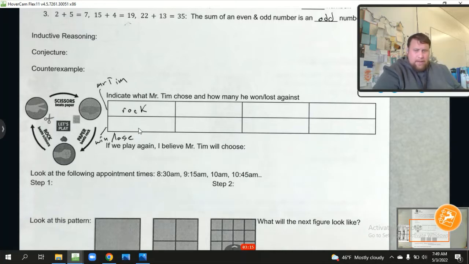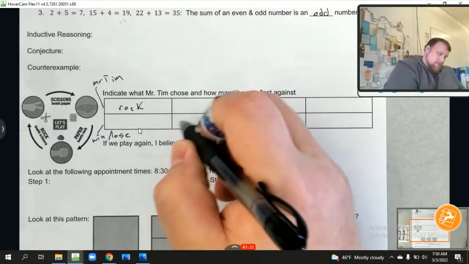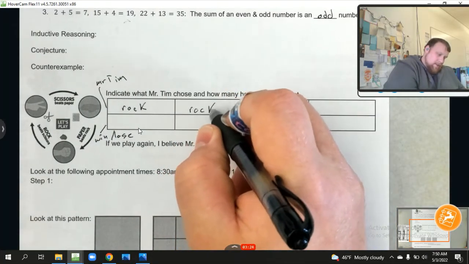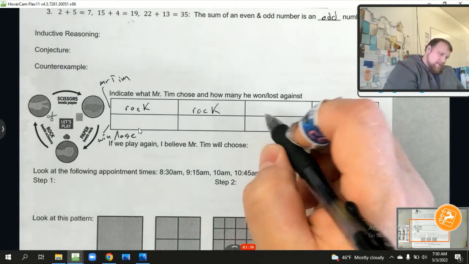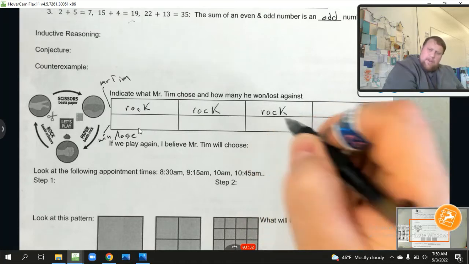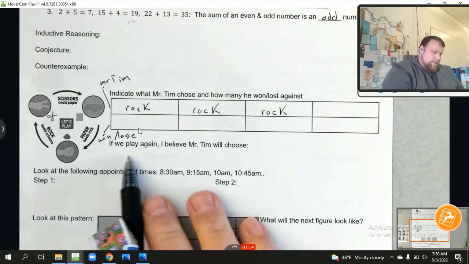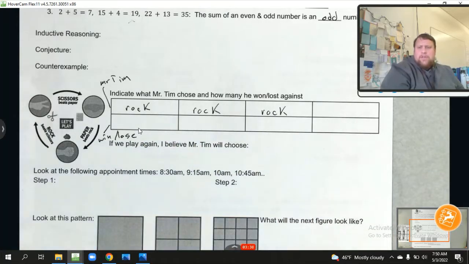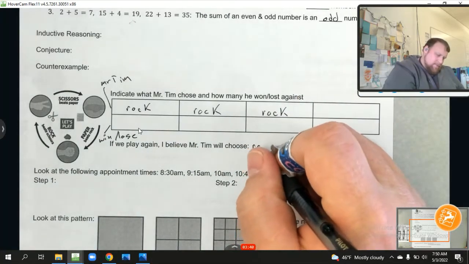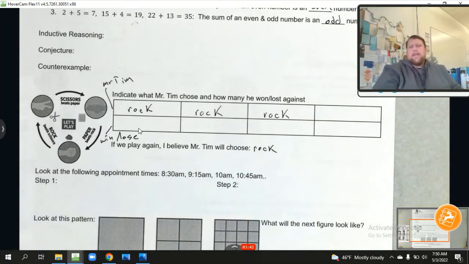All right, you ready? Let's do it again. Rock, paper, scissors, shoot. How'd I do this time? I chose rock again. Did I win or lose? Write that down. One more time. Rock, paper, scissors, shoot. Oh, I chose rock again. Did I win or lose? How am I doing? If we play again, I believe Mr. Tim, based upon this information, what do you think I'll choose? Clearly, I'll choose rock. Right? That's what it sounds like.